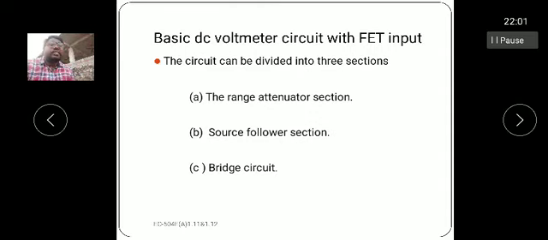The third one is the bridge circuit. In the bridge circuit arrangement of this particular circuit, the zero adjuster is connected, and we also connect the emitter resistance. Across the emitter resistance we connect the ammeter, as well as the other terminal for the source supply of the circuit. That is the form of the bridge circuit. In this way we are constructing the FET input voltmeter. This is the main part of the construction of the FET input voltmeter.